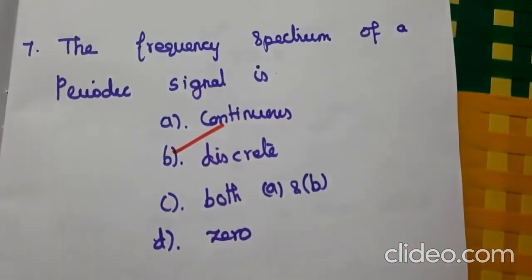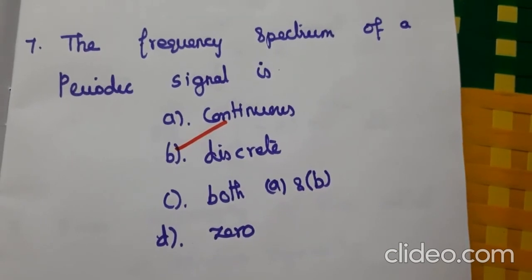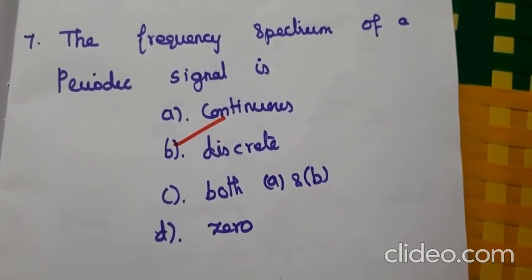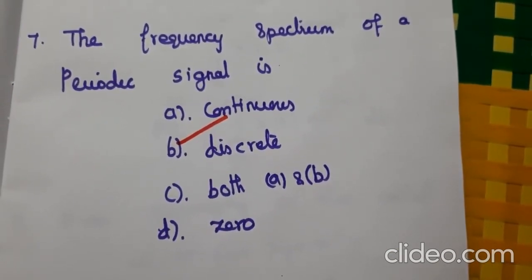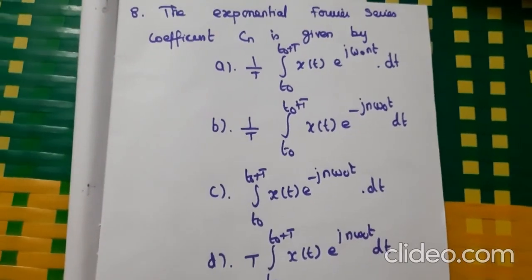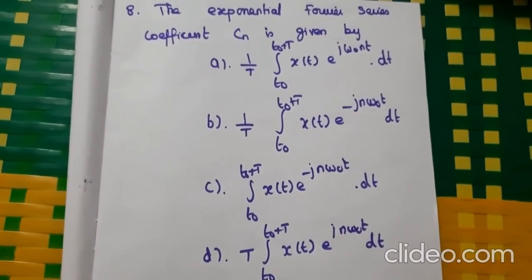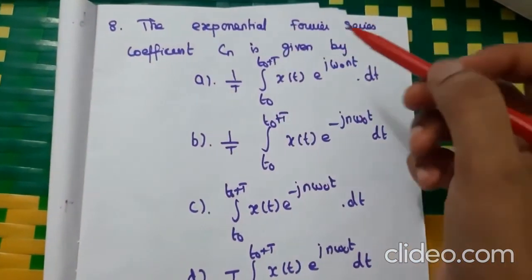And seventh question, the frequency spectrum of a periodic signal is discrete. So here the answer is B. The frequency spectrum of a periodic signal is discrete. Answer is B.